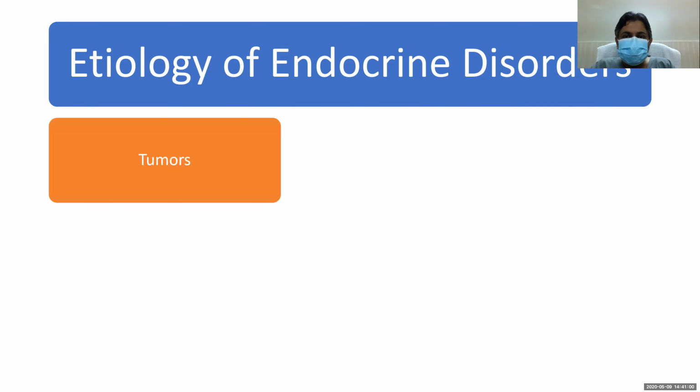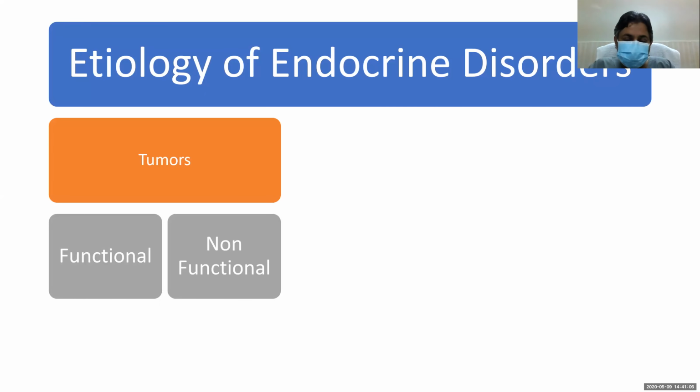The etiology, the common one are the tumors, and these tumors can be benign or malignant. That's the general classification we come across in the rest of medicine. But here in endocrine, the difference is either functional or non-functional, because the tumors of the endocrine generally are benign, but they have a tendency to secrete hormones, and these hormones are effective at a distant place.